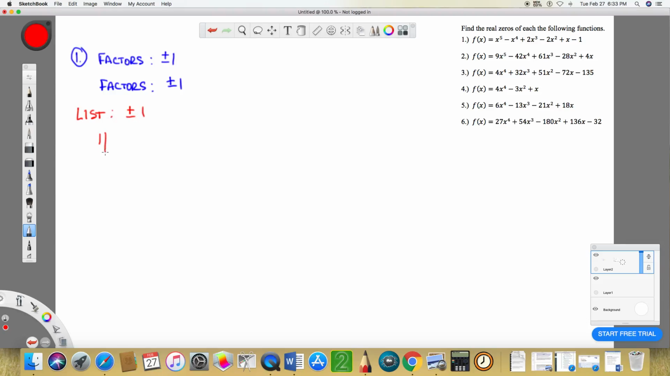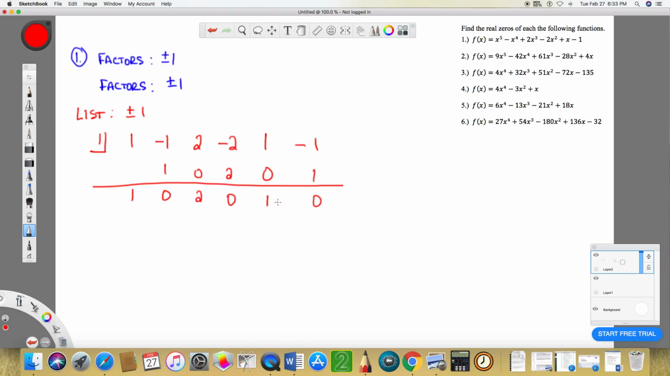So let's look to see if 1 gives us a 0. So we've got 1, -1, 2, -2, 1, -1. So with that alternating pattern, I'll bet that it will. And yeah, it does.